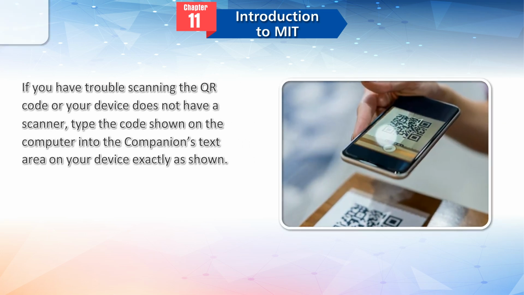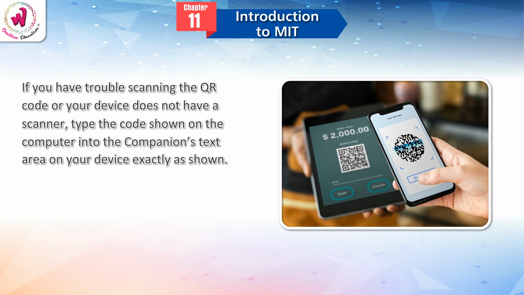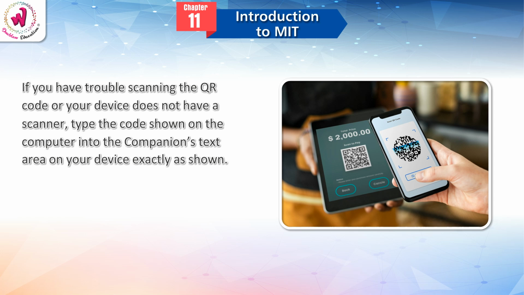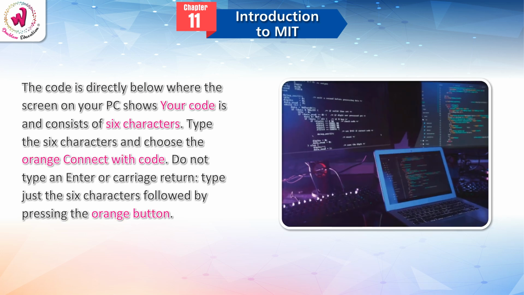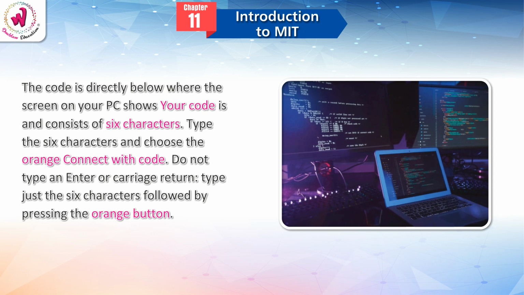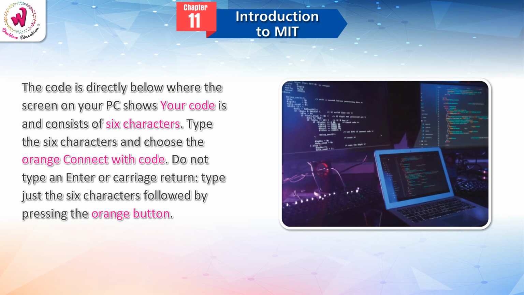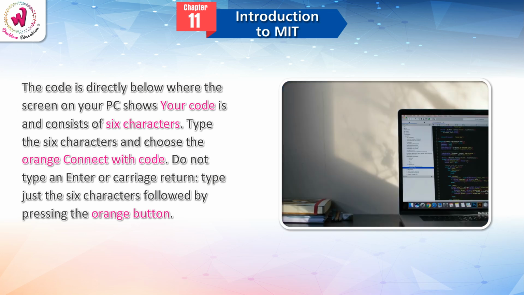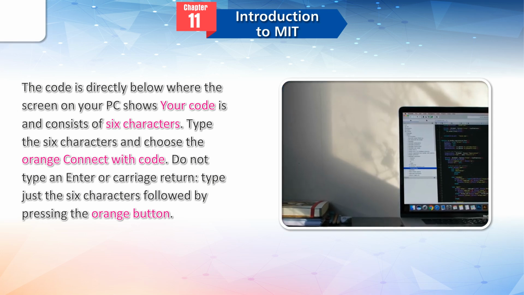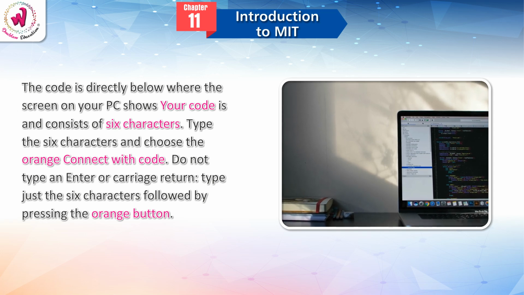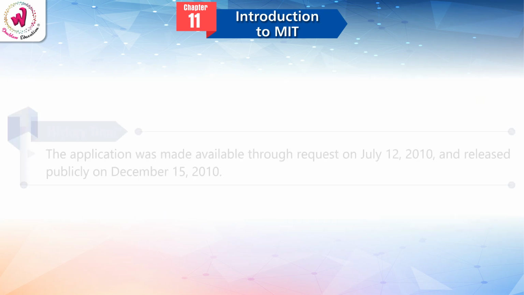If you have trouble scanning the QR code or your device does not have a scanner, type the code shown on the computer into the companion's text area on your device exactly as shown. The code is directly below where the screen on your PC shows the QR code and consists of 6 characters. Type the 6 characters and choose the orange Connect with code button. Do not type an enter or carriage return. Type just the 6 characters followed by pressing the orange button.